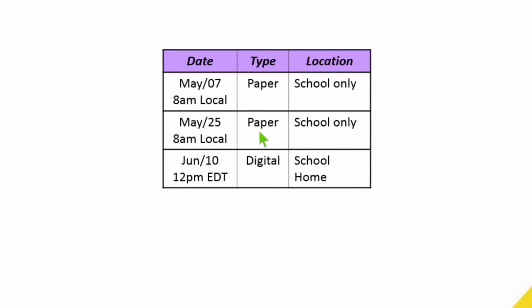May 25th will be the second administration, and that is also paper only, in your school only. The June 10th administration will be a digital one, and depending on what your school says, you may be able to take it at school or at home. To ensure that everyone takes it at the same time, they have set the time at 12 p.m. Eastern Daylight, so that might be different for some of you. The paper and pencil test is 8 a.m. local.